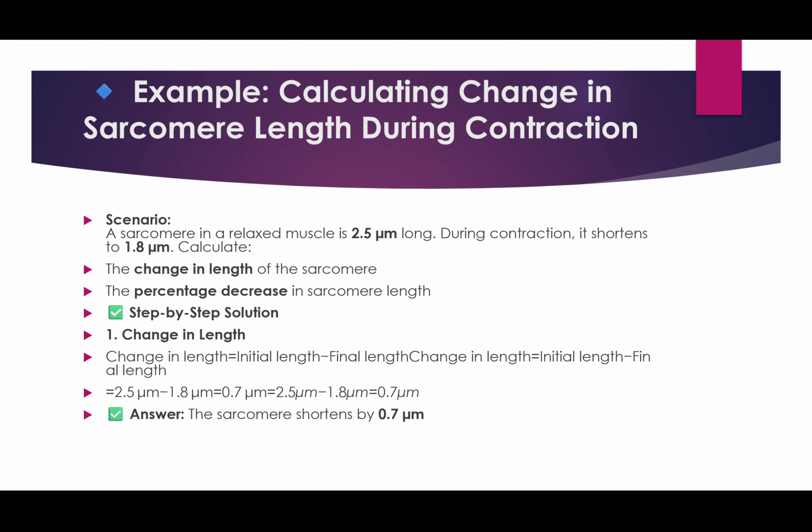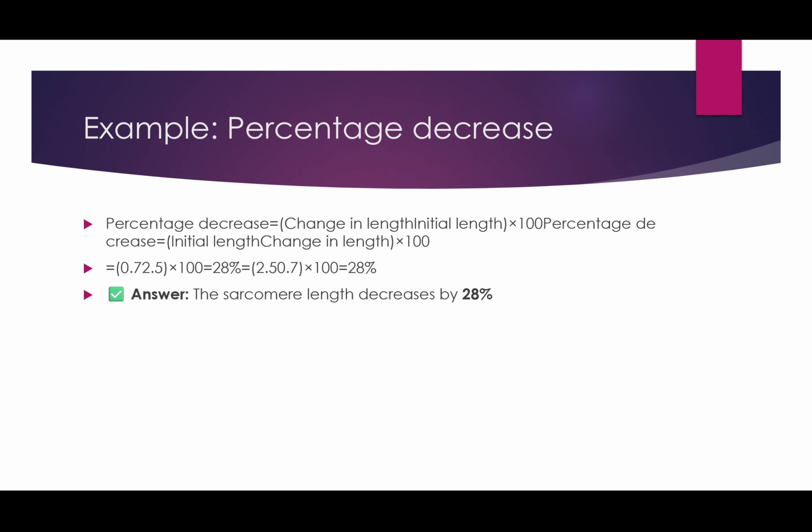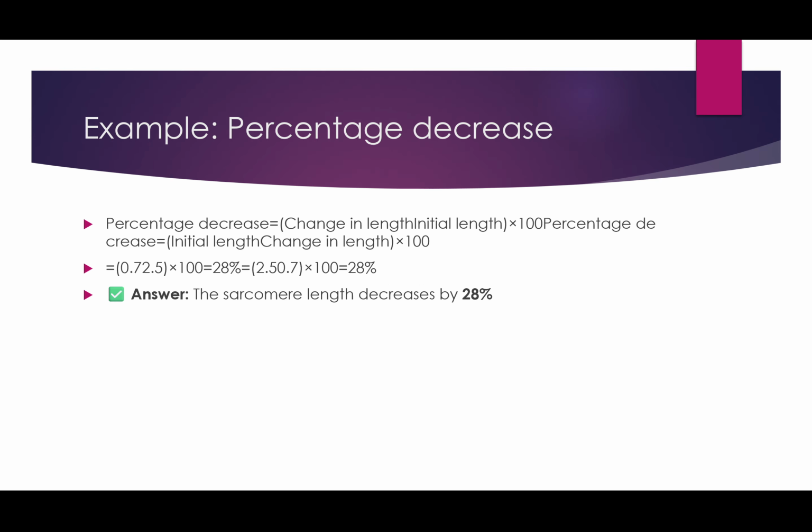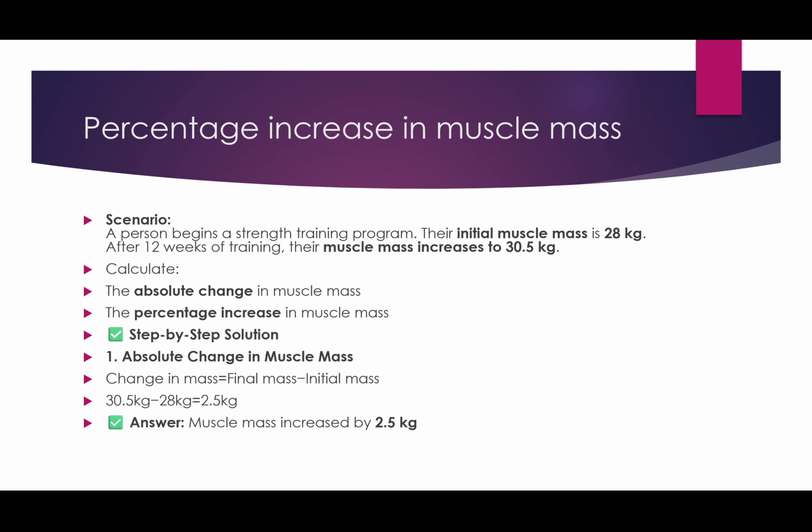Well, the change in length is just initial minus final, so it would be 2.5 minus 1.8 to get 0.7. And then to find the percentage decrease, you do change in length over initial times 100. So you would do 0.7 is the change, divided by the original, which is 2.5. So 0.7 over 2.5, times by 100, you get 28%.